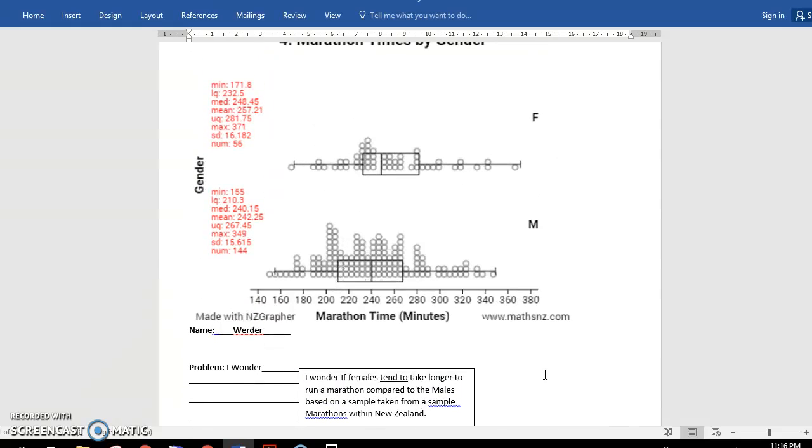I could probably talk about something called shift as well. This data looks pretty close to the same. It's just been shifted further up the scale. The female data has all just been shifted further up the scale than the males.